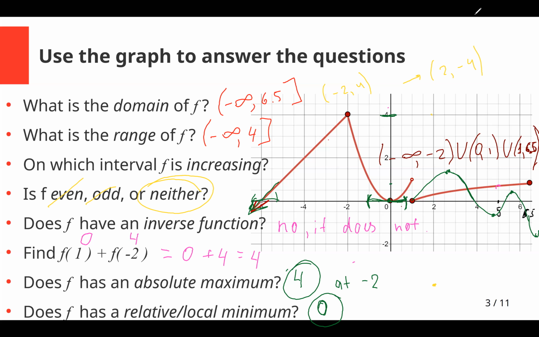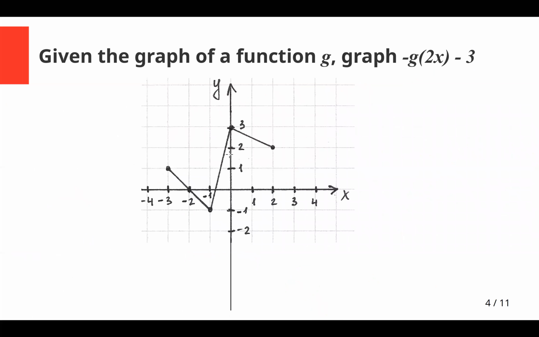Okay, so let's go to the next one then. Here are the graph transformations. We are not given the function itself, we are only given its graph. Based on this graph, the graph of the function g of x, we need to graph negative g of 2x minus 3. What we usually start with is what's the vertical change and what's the horizontal change. So I'll begin it and then I'll ask you to graph it.